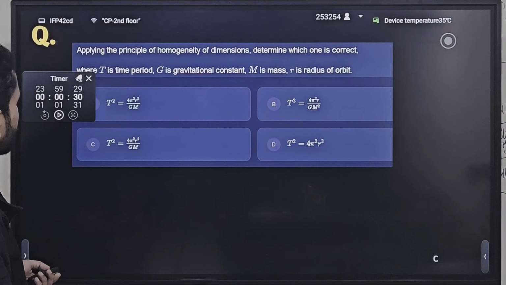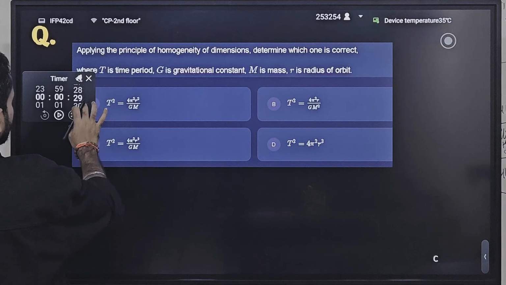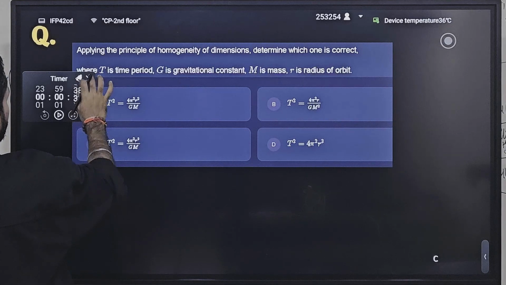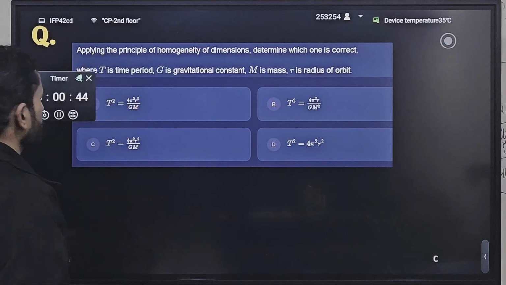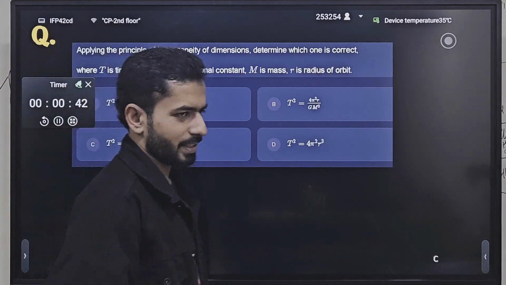Okay. Solve this question. For this question, I'm giving 45 seconds. Again, an easy kind of question. Tough questions are not there in this chapter.